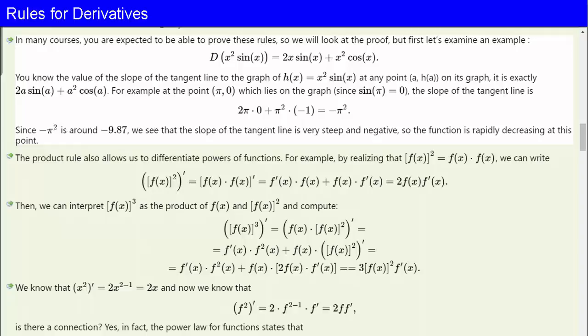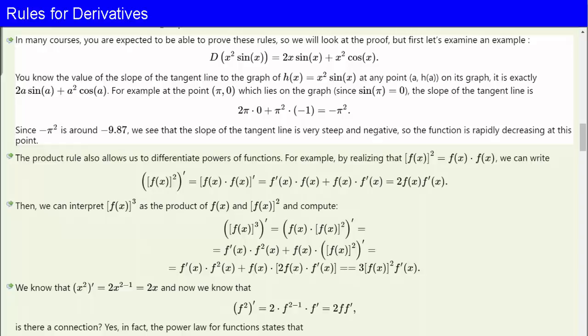You know the value of the slope of the tangent line to the graph of the function h of x equals x squared sine x at any point on its graph. It's exactly 2a sine a plus a squared cos a. For example, at the point pi, 0, which certainly lies on the graph since the sine of pi is 0, the slope of the tangent line is minus pi squared. Since minus pi squared is around minus 9.87, we see that the slope of the tangent line is very steep and negative.